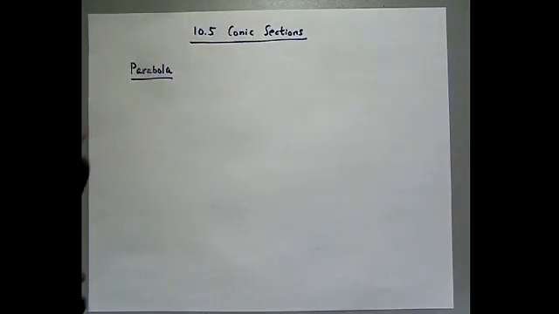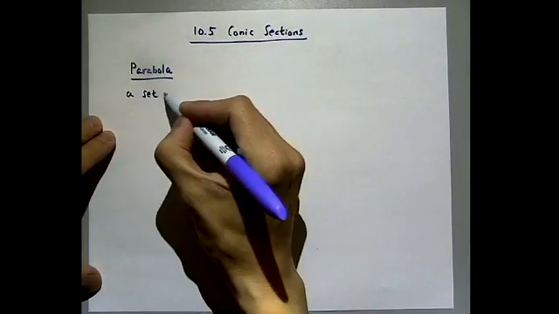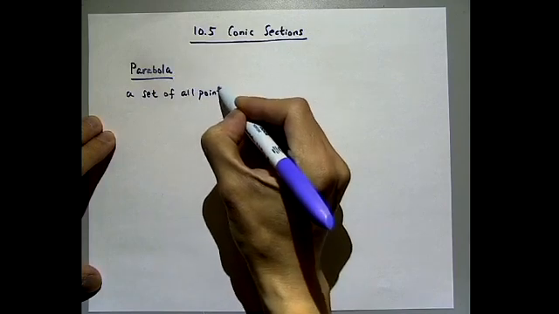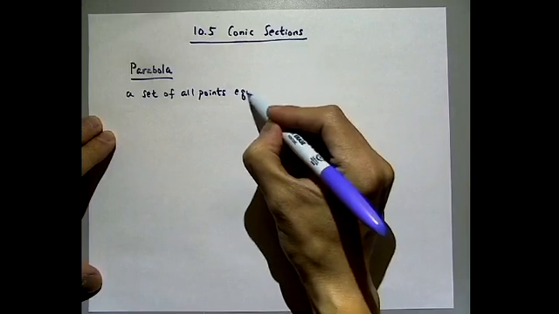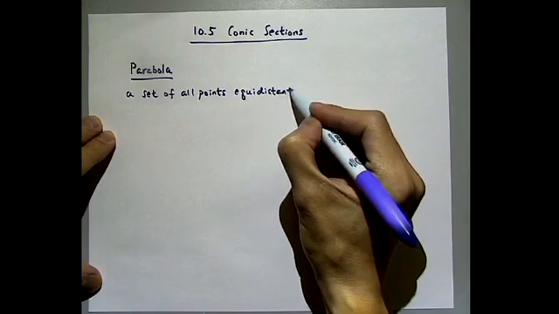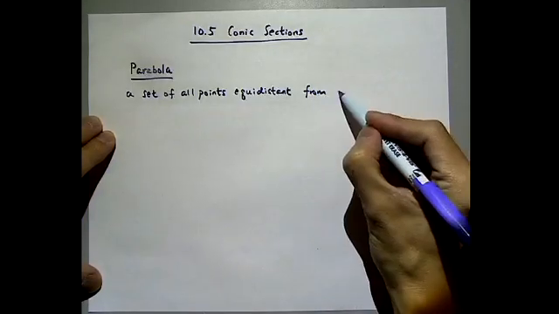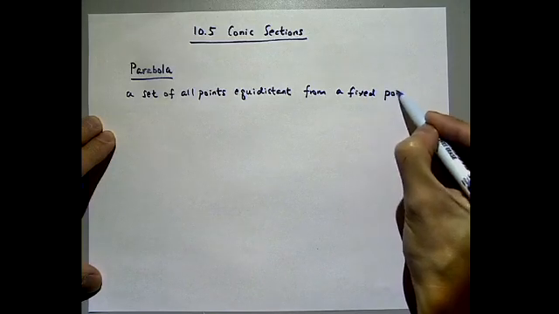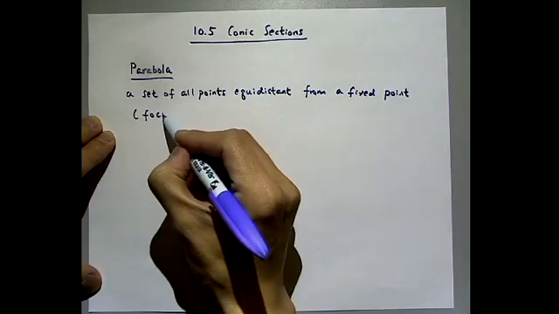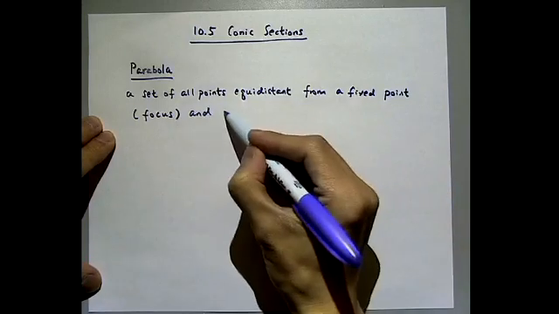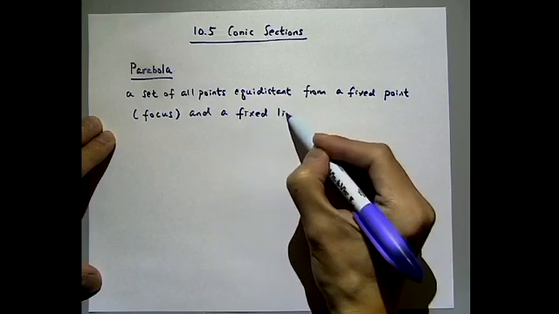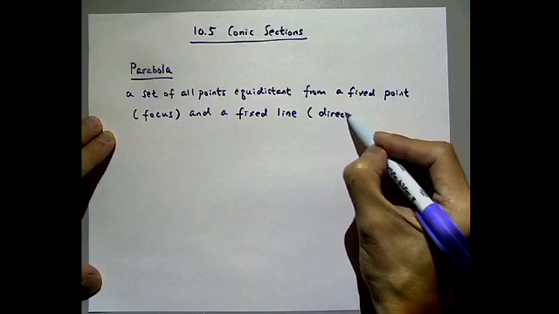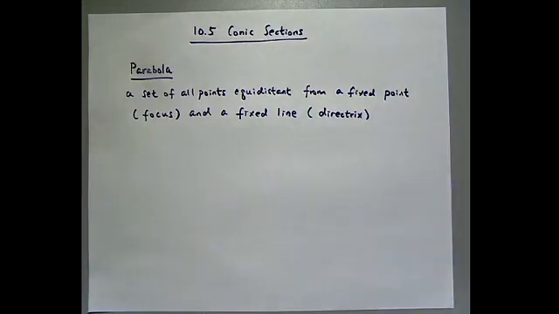The definition of a parabola is a set of all points that are equidistant from a fixed point, which we call a focus, and a fixed line, which we call a directrix. All right, so that's the definition of a parabola. You might remember the equation of a parabola, but let's use that definition here and get that equation out. Let's see why that equation is the way it is.